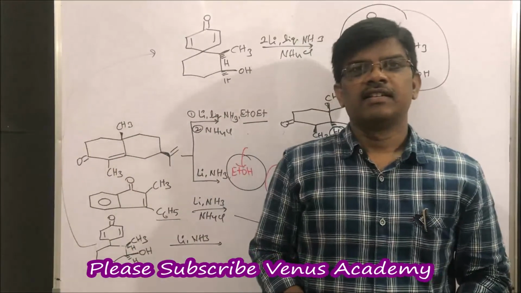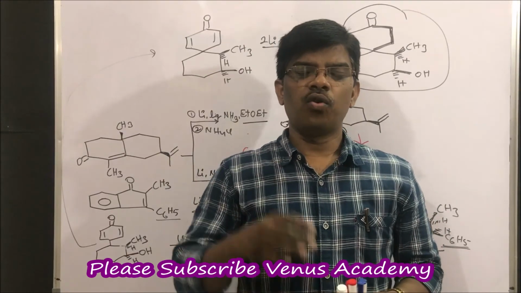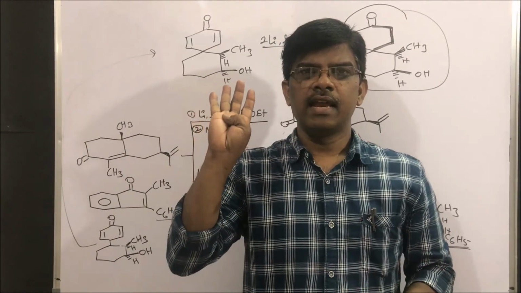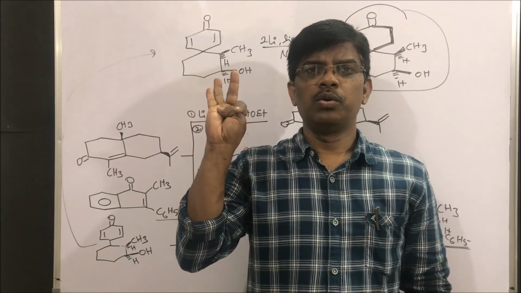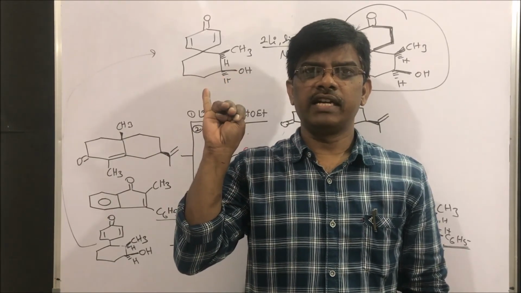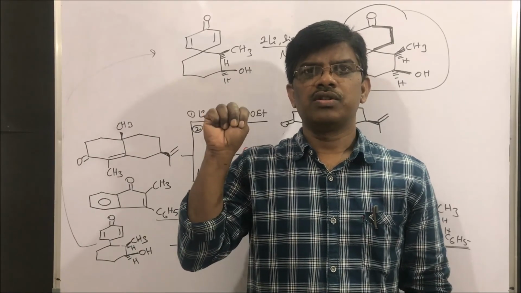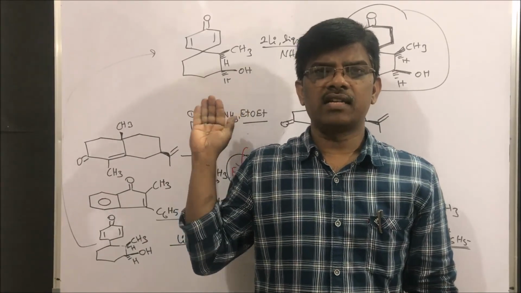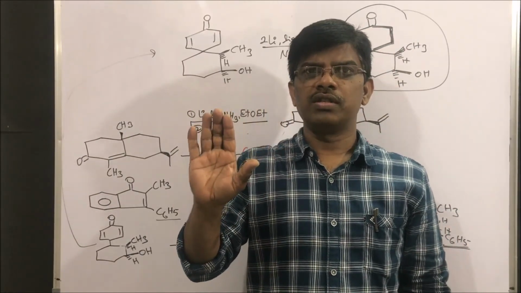Yes students, so this is how Birch reduction can be used for the reduction of four types of compounds. What are they? Number one is aromatic compounds. Number 2, alkynes. Number 3, conjugated dienes. Number 4, alpha beta unsaturated ketones. So this is the beauty of this reaction. It reduces 4 types of compounds.